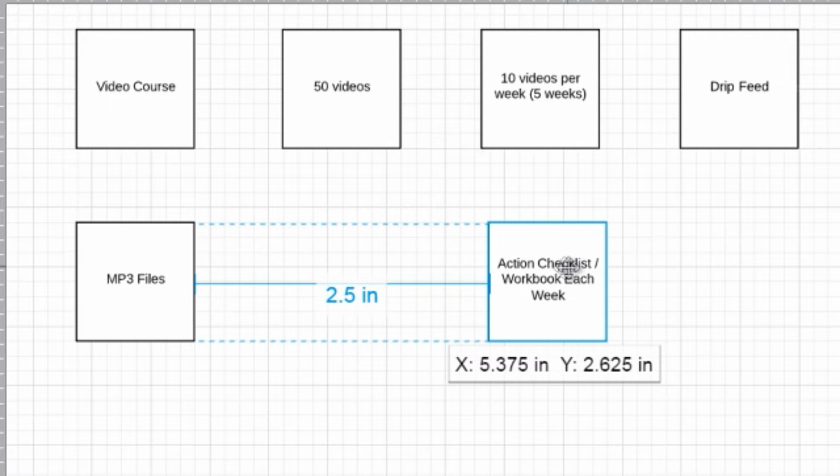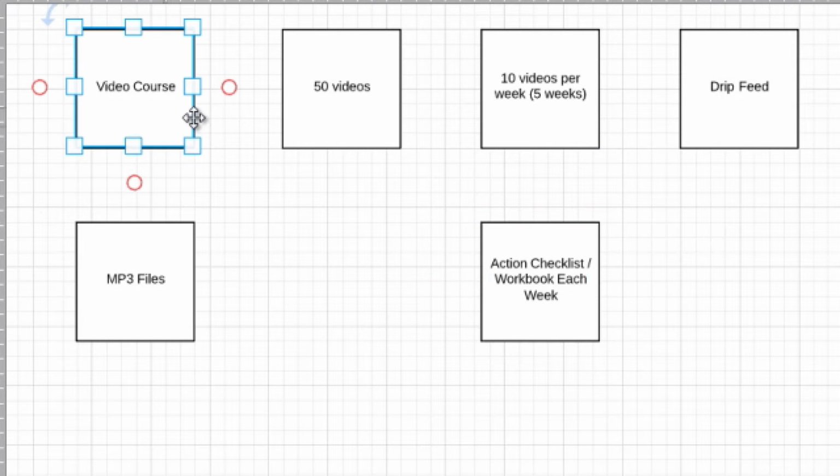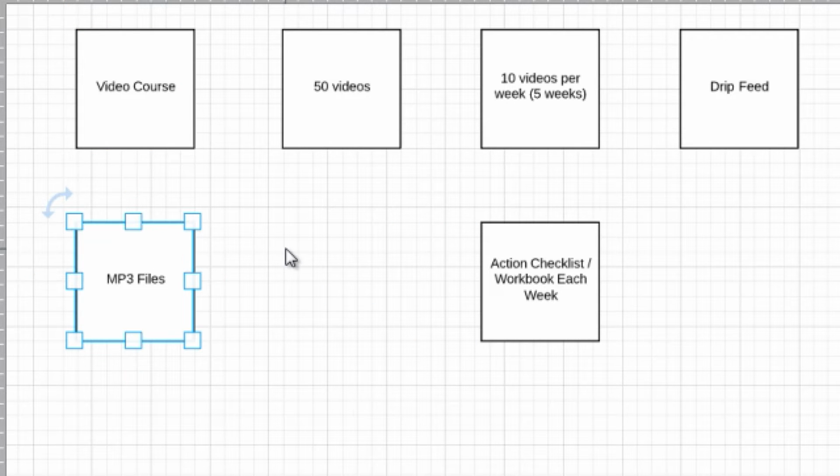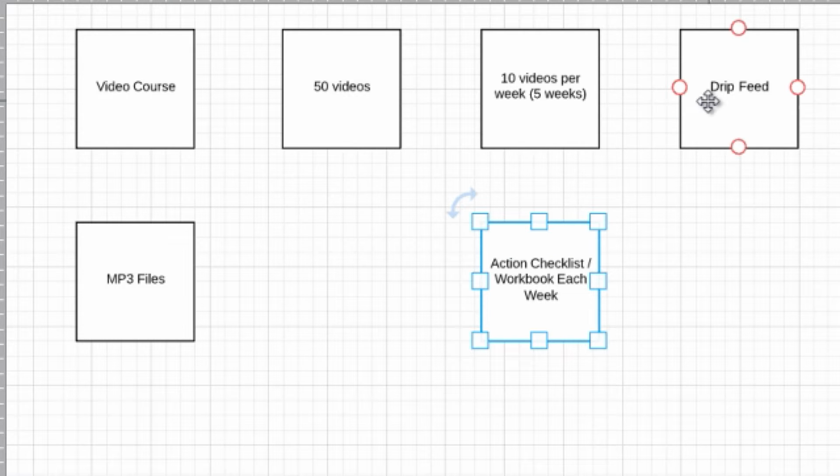All right. So now that we have talked about learning style, I'm going to stick with videos. I'm going to do MP3 for auditory folks. People who are kinesthetic like to do hands-on type stuff, so they like to follow along and actually do it along the way. So we have the action checklist and workbook each week. So every week they got homework. So we can make this as homework.